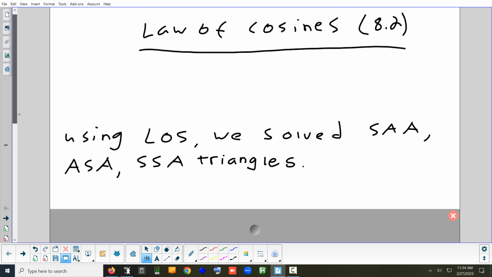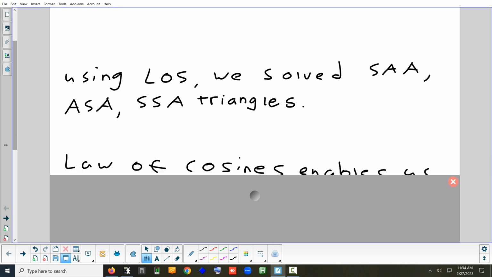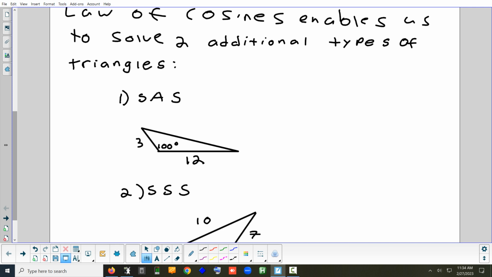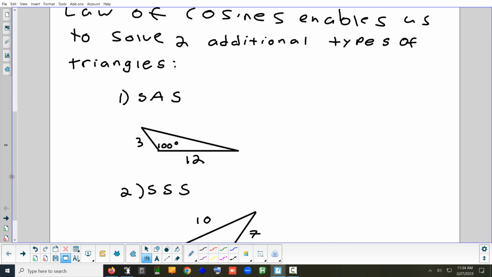So, law of cosines, I already basically summarized that for you. That's the 3 types we used. Law of cosines. There's the other 2 types. I've just drawn them out as diagrams so you could see them. Here's an example of side angle side. You know 2 sides and the angle that's between them.